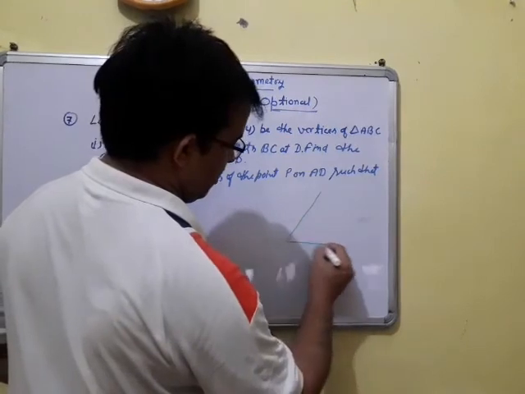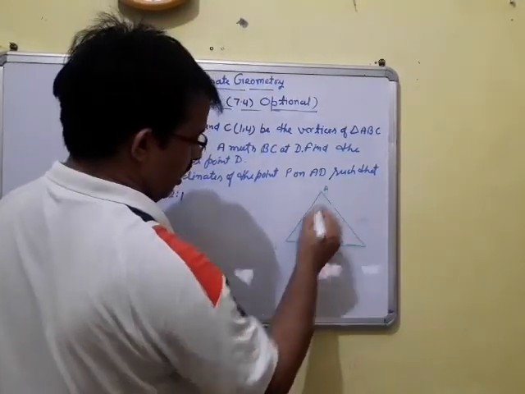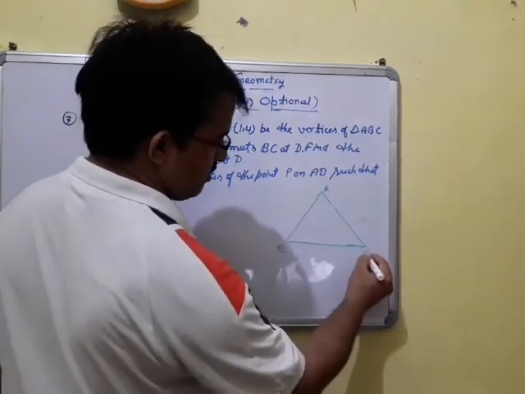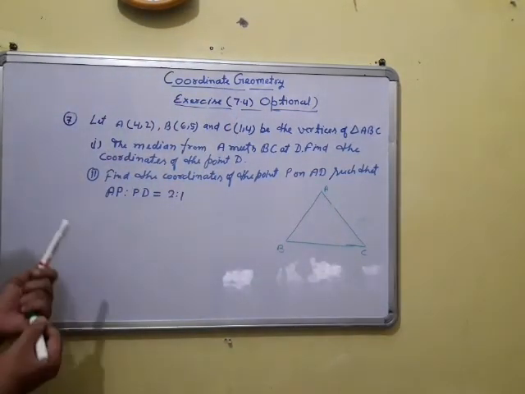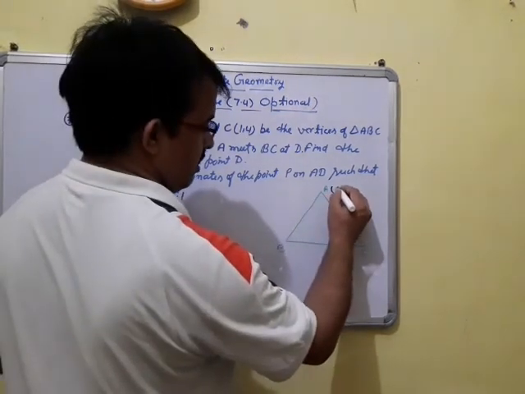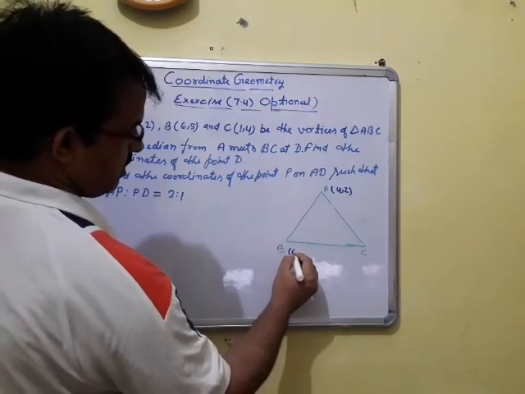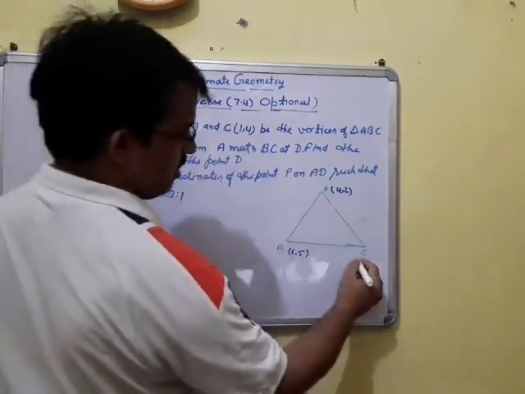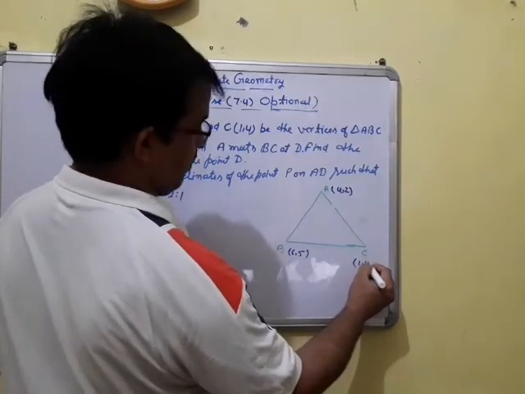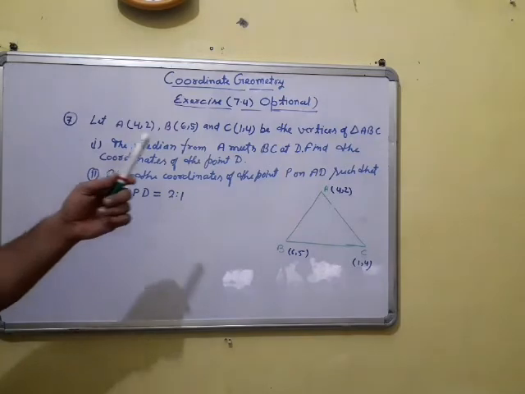First we look at the triangle ABC. Here is triangle A, B and C, and the coordinates are given here. A's coordinates are (4, 2), B's coordinates are (6, 5), and C's coordinates are (1, 4). Clear? Their coordinates are also given, the vertices of ABC.